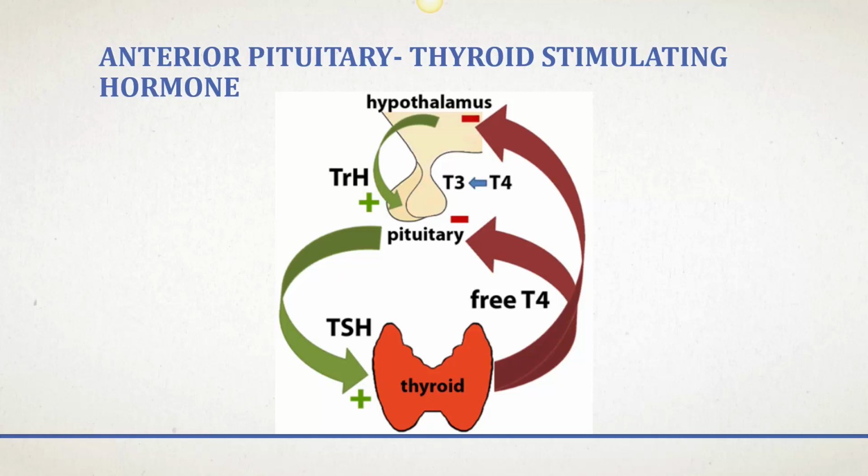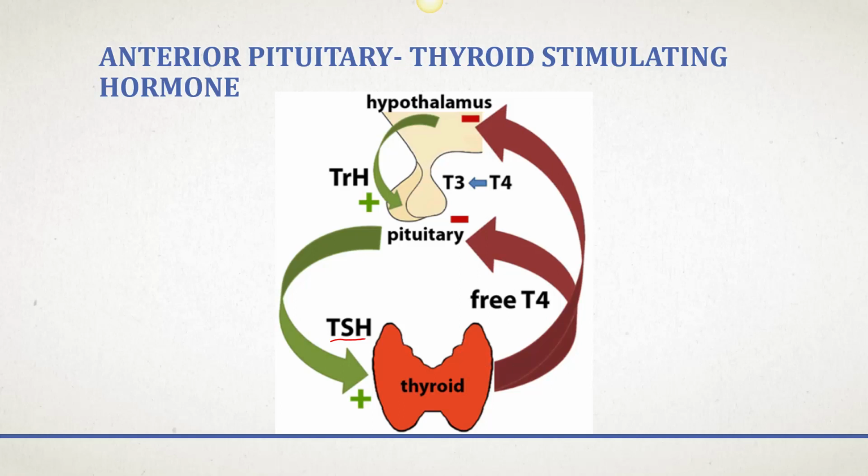The next one is thyroid stimulating hormone, abbreviated TSH. Thyroid stimulating hormone stimulates the thyroid gland to release thyroid hormone. When the thyroid gland releases thyroid hormone, it releases T4 and T3, which can be stored in the thyroid gland. Now, when it releases, T4 is usually in excess, but T3 is really the active hormone.